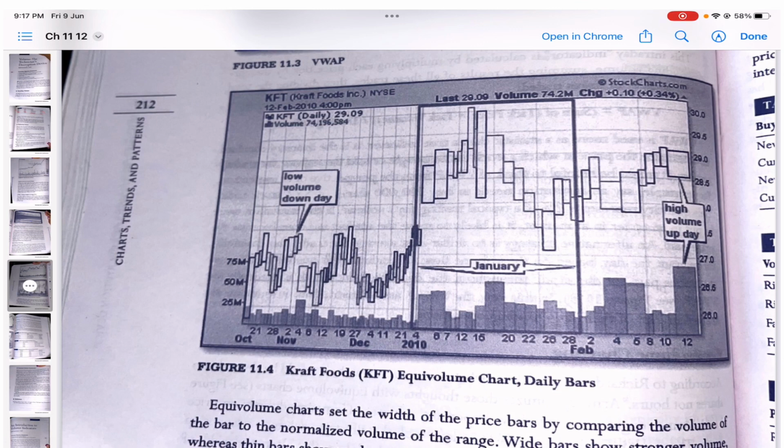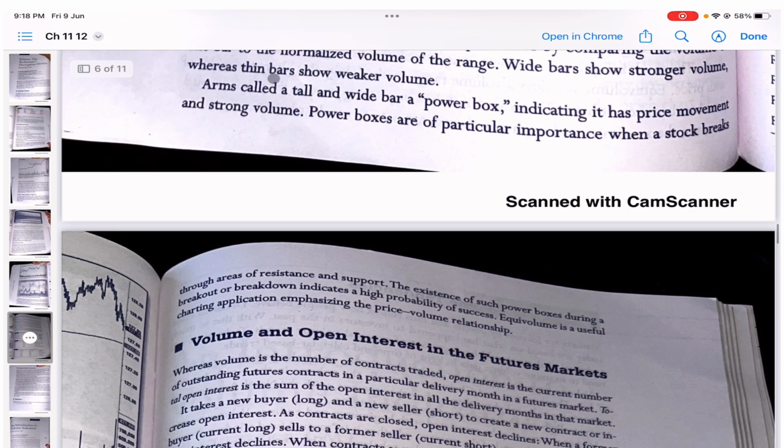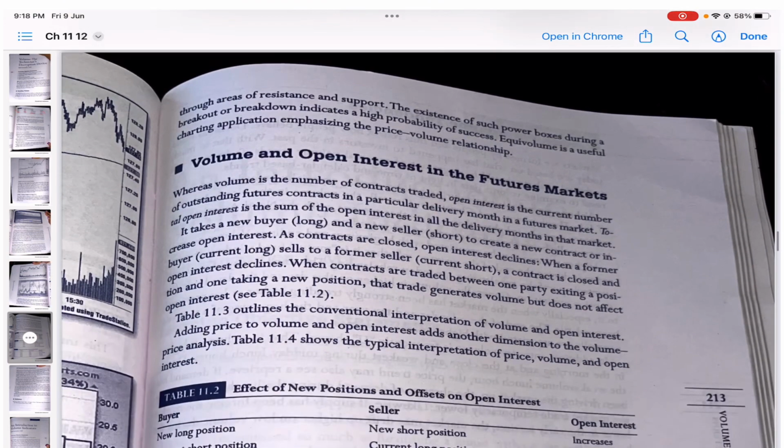So in your equivolume charts, you basically have the width of the bars. The width of the bars is huge. Wide bars show stronger volume, whereas thin bars show weaker volume. Very basic. Arms calls a tall and wide bar a power box. So what is a power box? A power box is a bar which is big, which has a wider range. So when you have a white candle, it shows the price movement along with strong volumes. Power boxes are important. So power boxes is just a white candle.